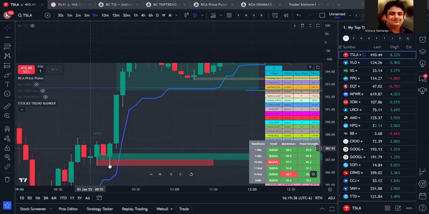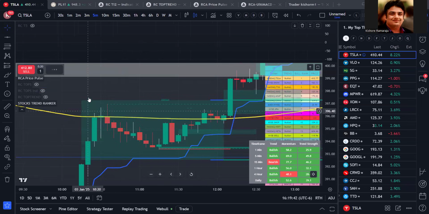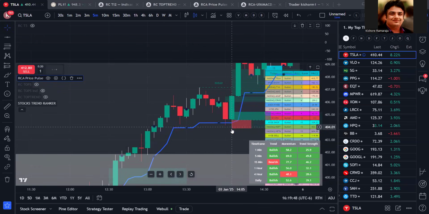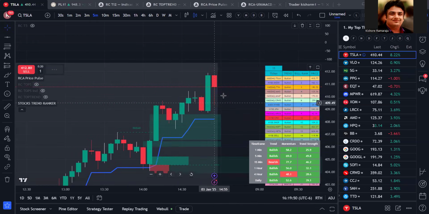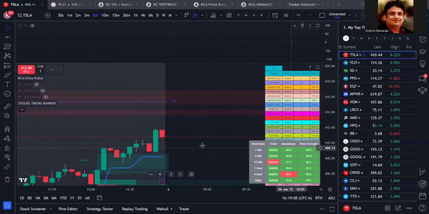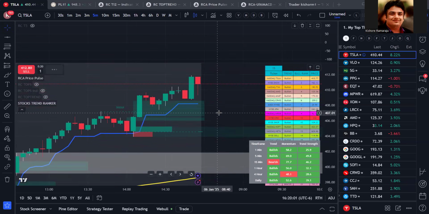Again, sellers try to bring it down, again buyers took it up. You can hold your trade as long as this line is blue, until it reaches a big sell order block. You can hold your long position.